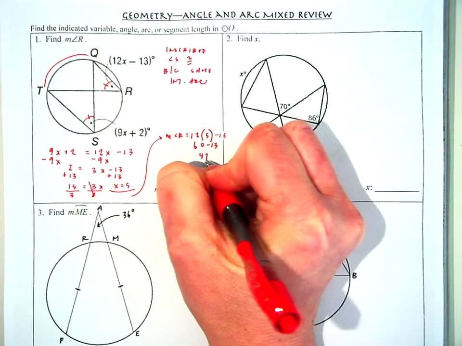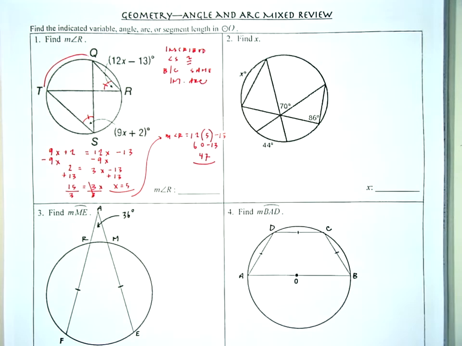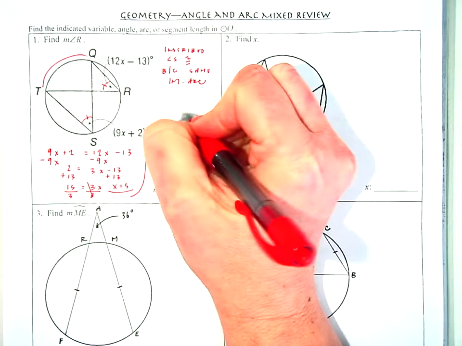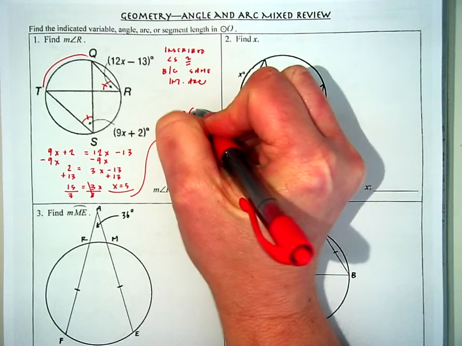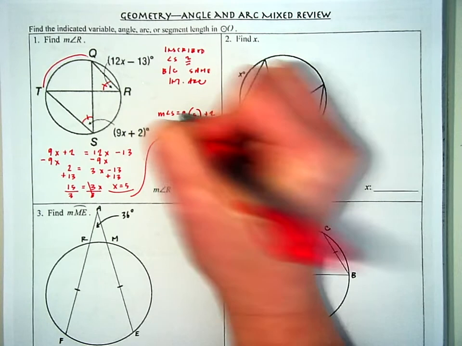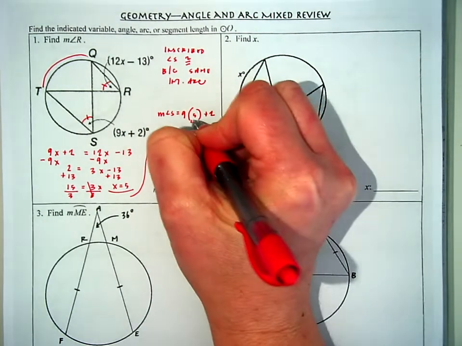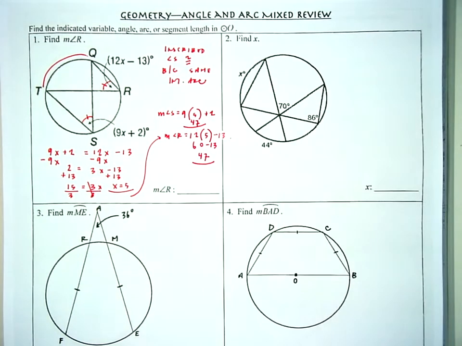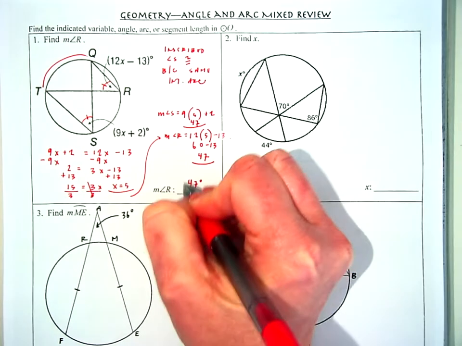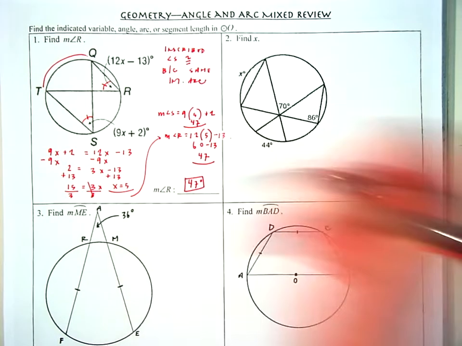I could have also plugged it in for the measure of S. It would have been the same thing. So here I would have had 9 times 5 plus 2. And just to confirm, since they're the same, I should get 47 this way as well. And I do. So the measure of R is 47. The measure of S, also 47. Okay, on to the next one.